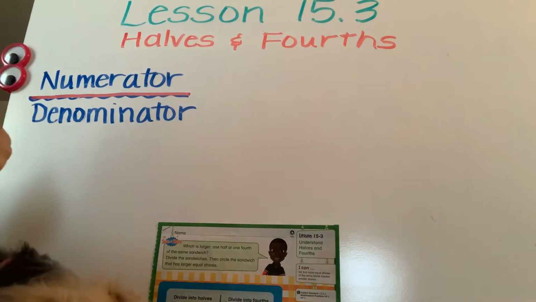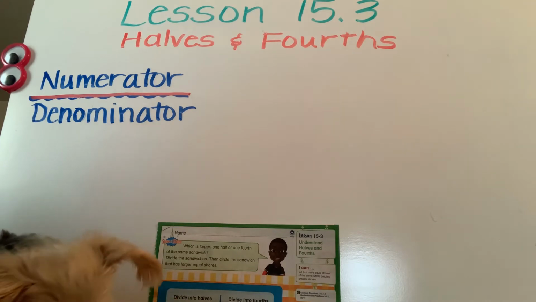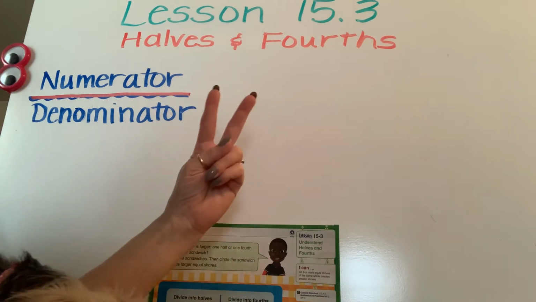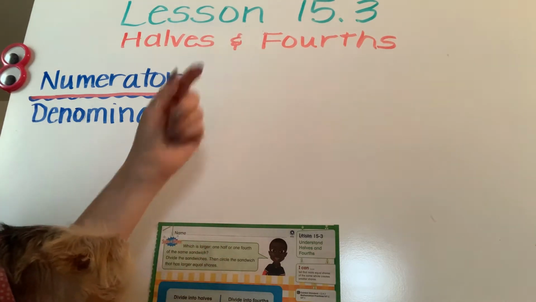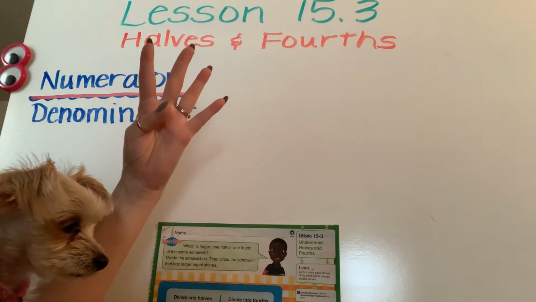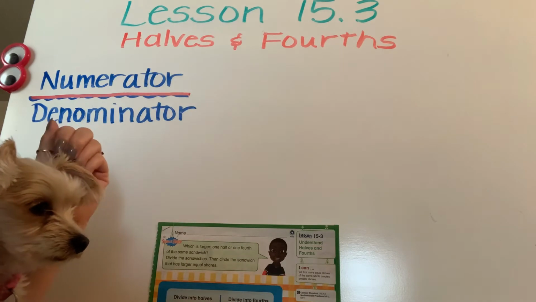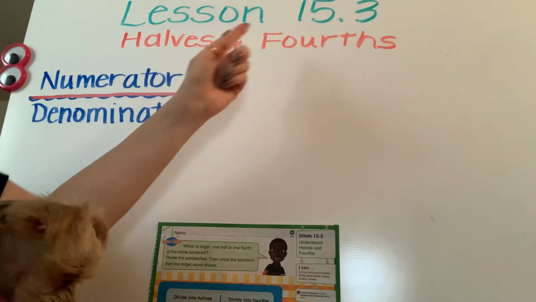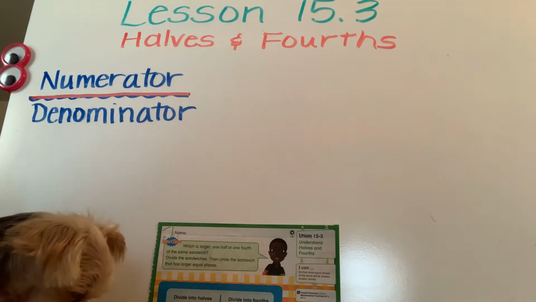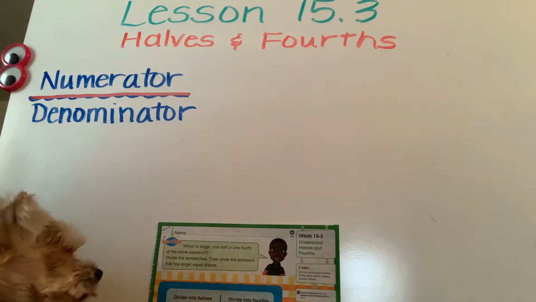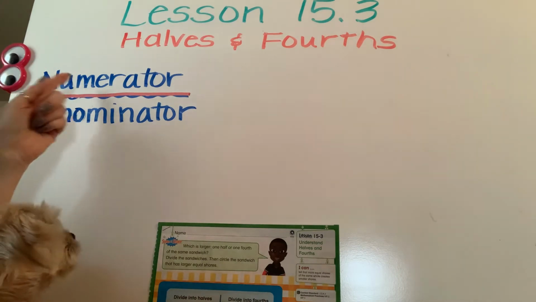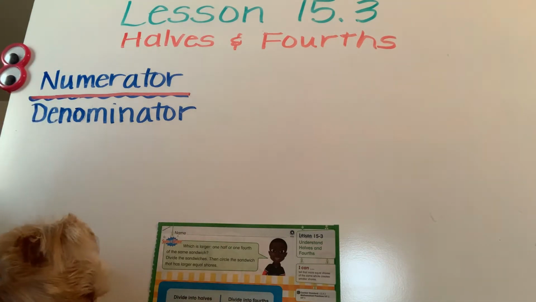Today we're going to be talking about halves and fourths. And remember when we talked about halves yesterday? Halves is when something is divided into two parts. Fourths is when something is divided into four pieces, okay? Halves and fourths. Now we're going to go a little bit higher level today, okay? I want to teach you about numerators and denominators.